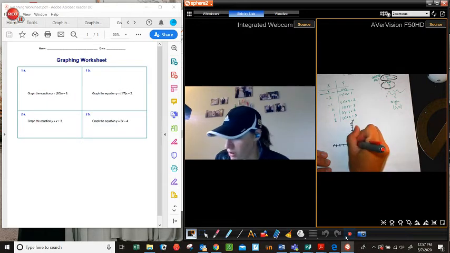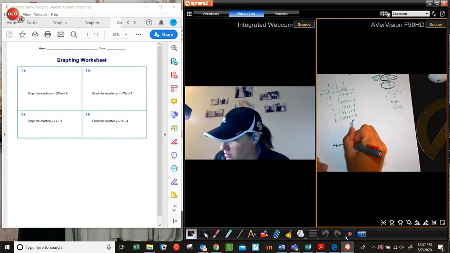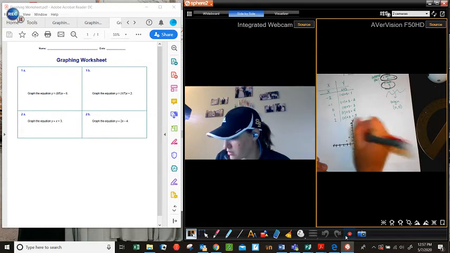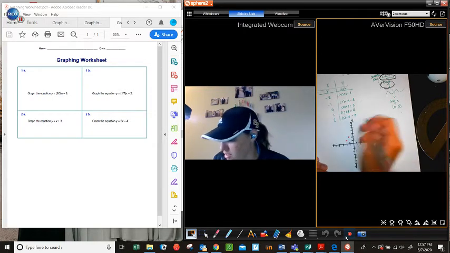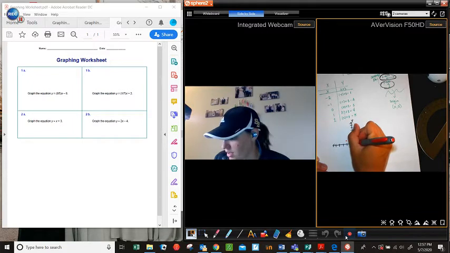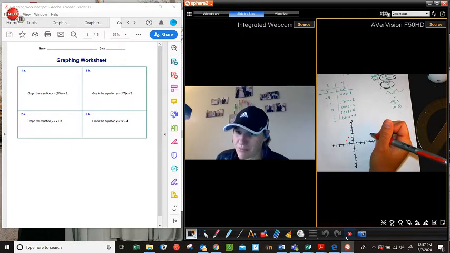Second point, negative 1, 2. So I'm going to go from the origin. Don't forget, from the origin. Left 1, up 1, 2. Third point, 0, 3. Staying at the origin. Up 1, 2, 3. Plot my point, and if you're on a homemade graph, it's not going to be perfect. Okay, so it's okay.